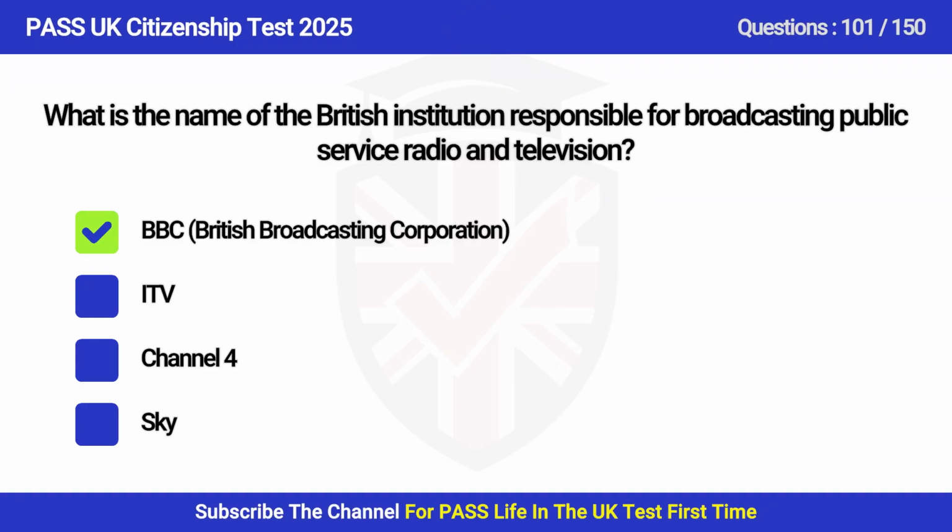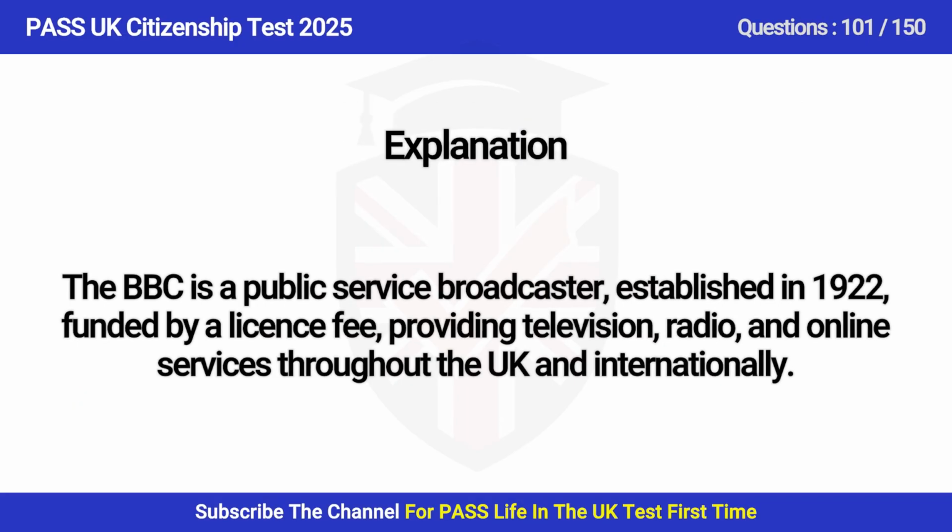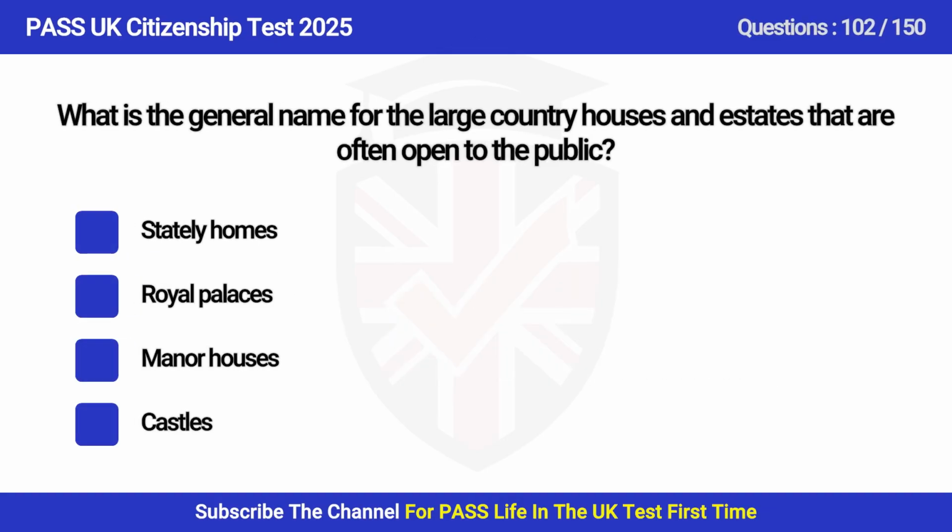The answer is A. British Broadcasting Corporation. The BBC is a public service broadcaster, established in 1922, funded by a license fee, providing television, radio, and online services throughout the UK and internationally. Question 102. What is the general name for the large country houses and estates that are often open to the public? A. Stately homes. B. Royal palaces. C. Manor houses. D. Castles.